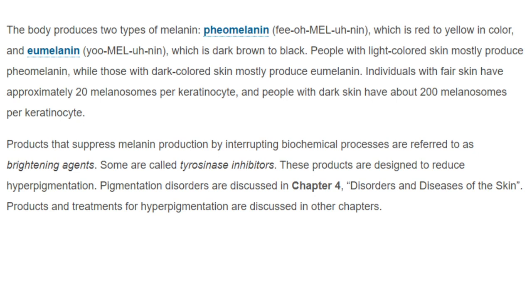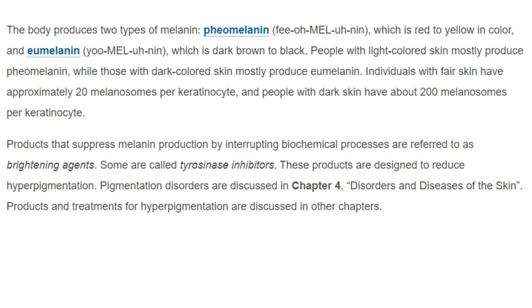Individuals with fair skin have approximately 20 melanosomes per keratinocyte, and people with dark skin have about 200 melanosomes per keratinocyte. Products that suppress melanin production by interrupting biochemical processes are referred to as brightening agents. Some are called tyrosinase inhibitors.